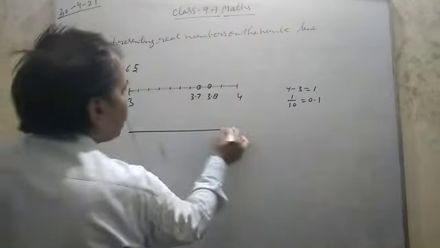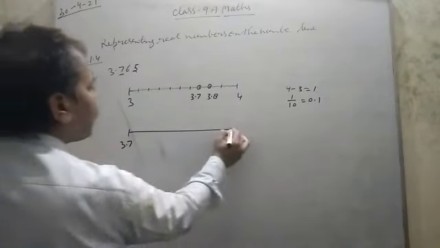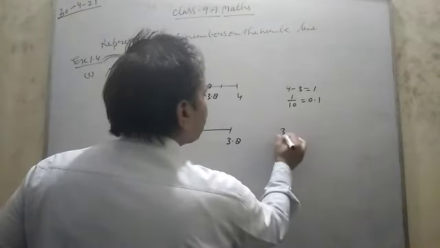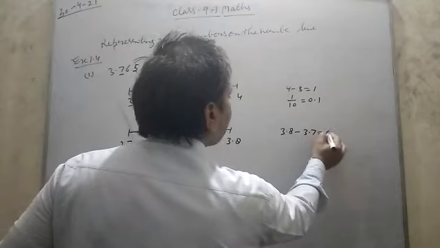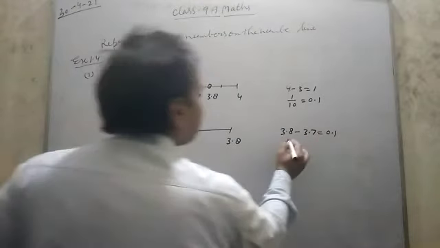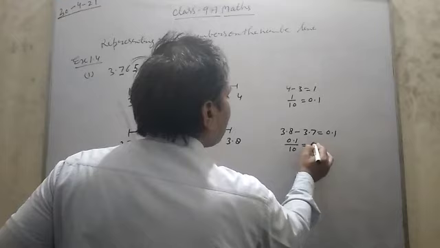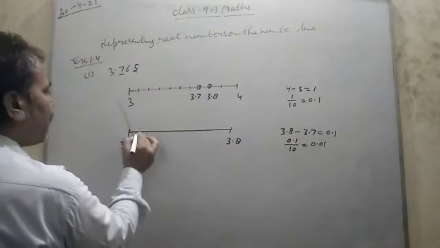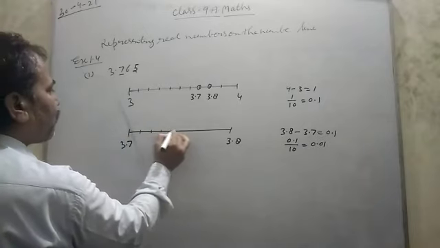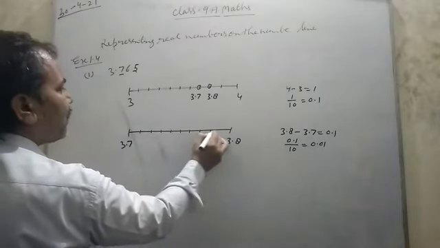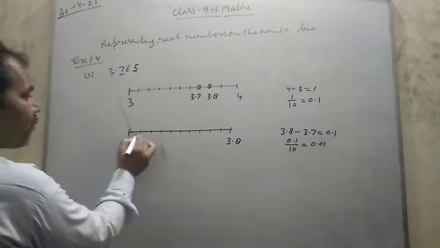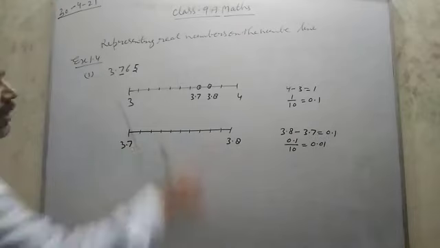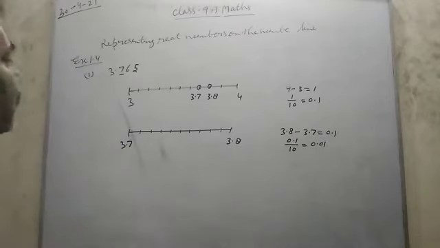Then in the next step, 3.7 and 3.8. So find the distance between them. 3.8 minus 3.7 is equal to 0.1. So this 0.1 divided by 10 is 0.01. Clear? So again this distance is divided into 10 equal parts. 1, 2, 3, 4, 5, 6, 7, 8, 9, 10. So one part will be equal to 0.01. So to 3.7 you add 0.01, and that will be 3.71.